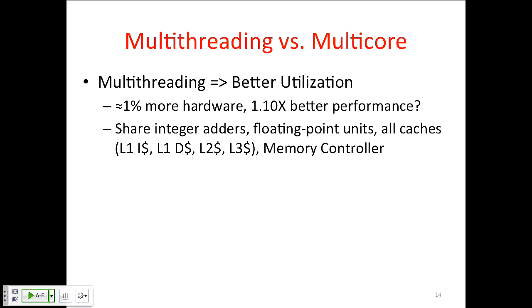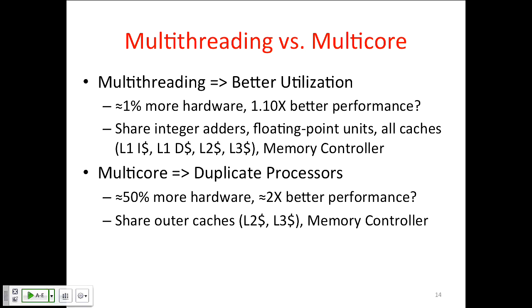So just to reiterate the difference, with multi-threading the goal is to get better utilization. We only take a bit more than 1%, more like 5% or something, more hardware. But you may get 10 or 20% better performance, 1.1, 1.2 times better throughput for a relatively small investment in hardware, because you share all these other components that are there already. Multi-core, you actually duplicate the entire processor.